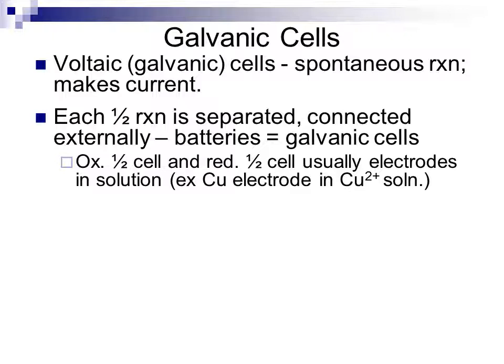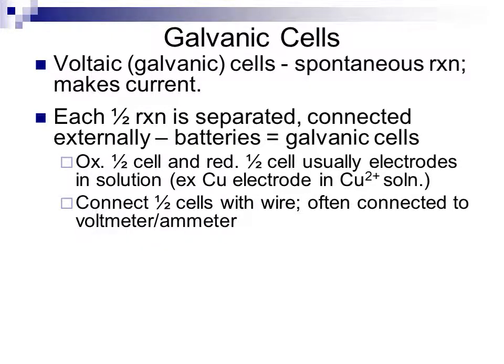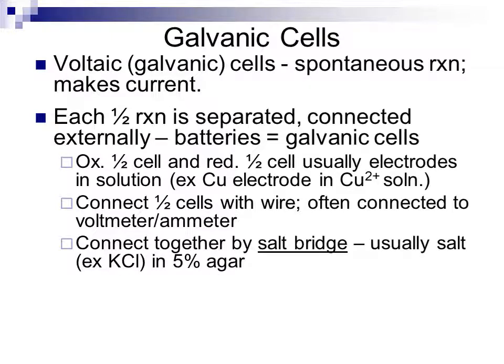Now, in a galvanic cell, the oxidation half cell and the reduction half cell usually have electrodes which are in the solution. So, for example, a copper electrode would be used in a copper solution. The electrode is generally of the same species as what is being reacted in the oxidation reduction process. The half cells are connected to each other with a wire, and often they'll be connected to some sort of voltmeter or ammeter to measure the current which flows from the reaction.